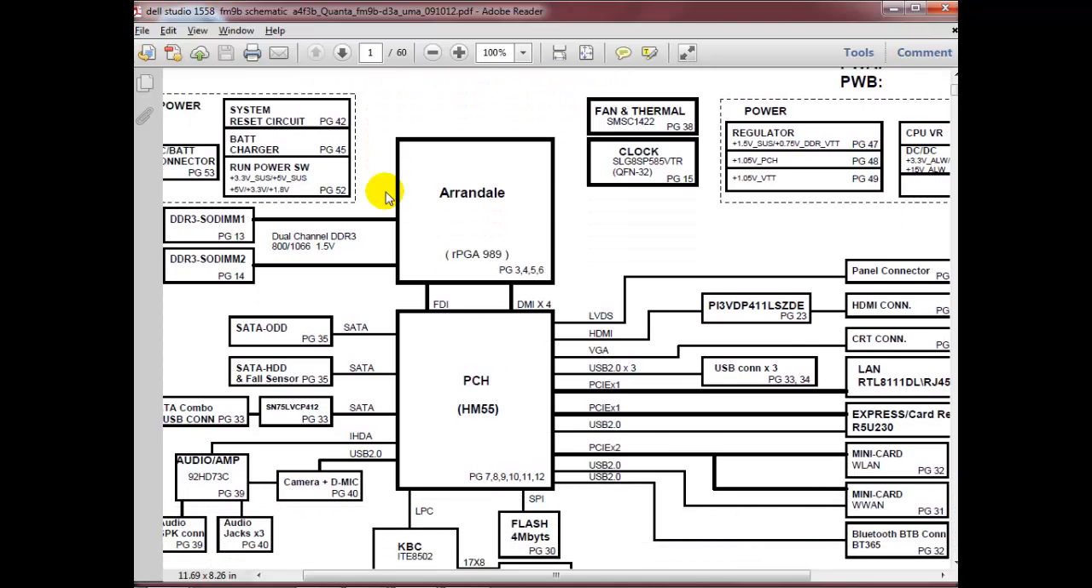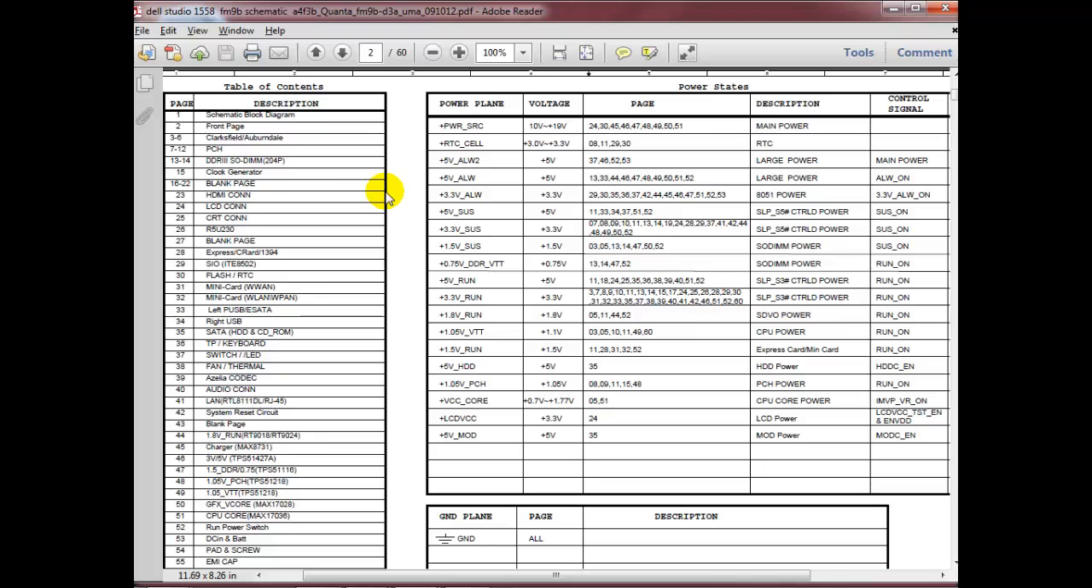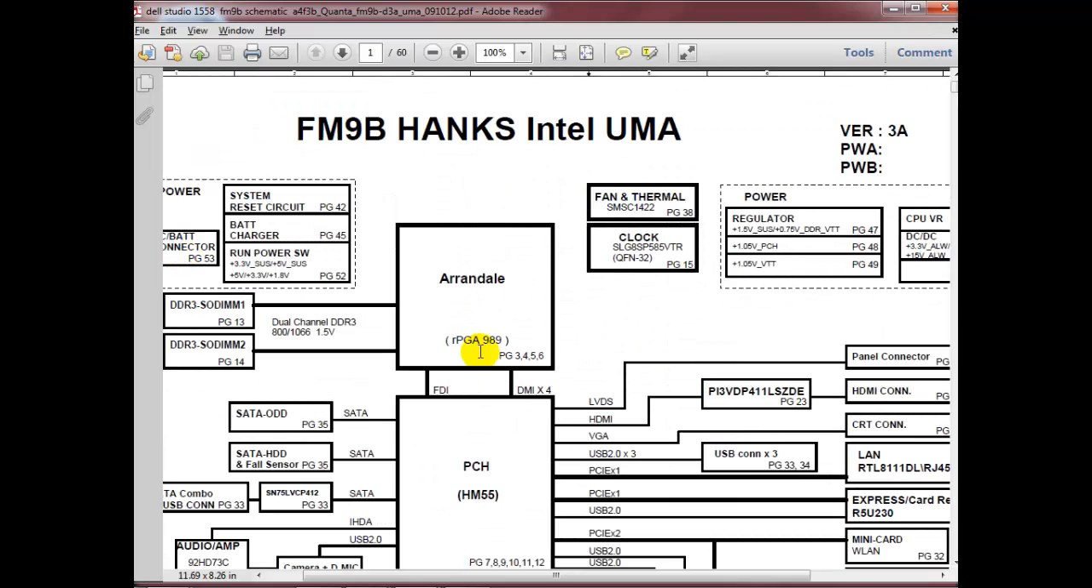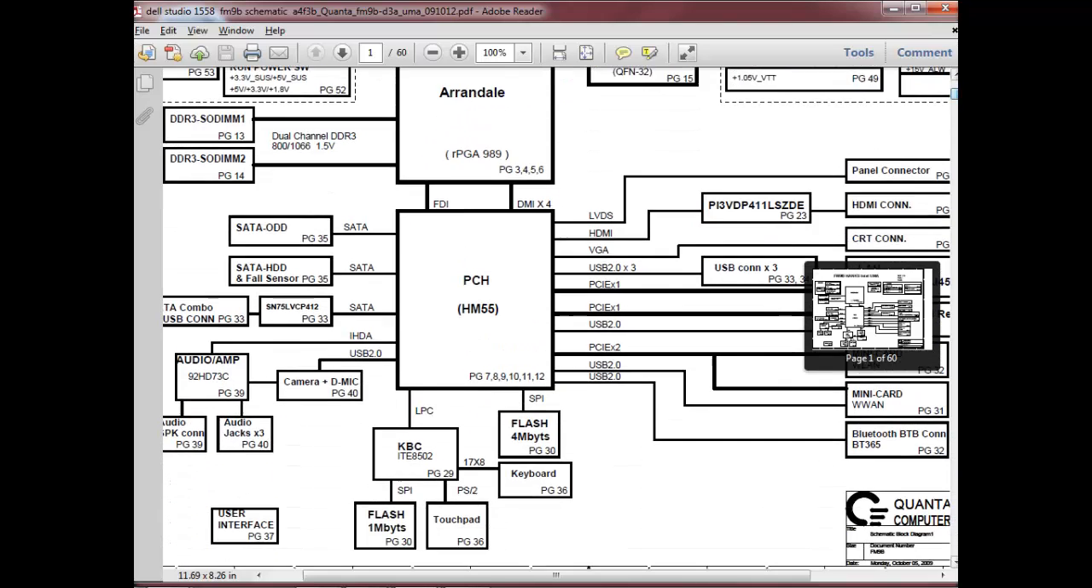When we go to the next page, it will be the power sequence. See here the schematic block diagram. This is a page number. On which page number? You can see the page number here also. For the CPU it is page 3, 4, 5. For the PCH IC detail is on this page number. Here it is page number 42, 45, battery charging. All the page numbers are given. Here is a total of 60 pages, and in the 60 pages the whole motherboard diagram is given. You can check the whole diagram is given.